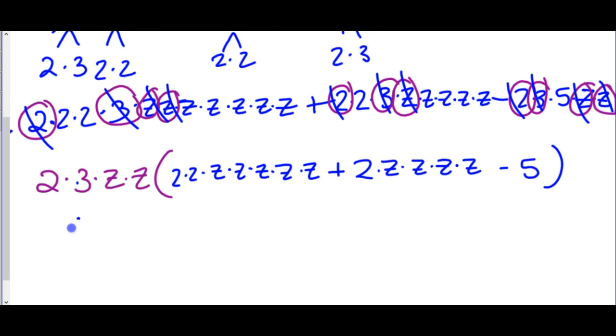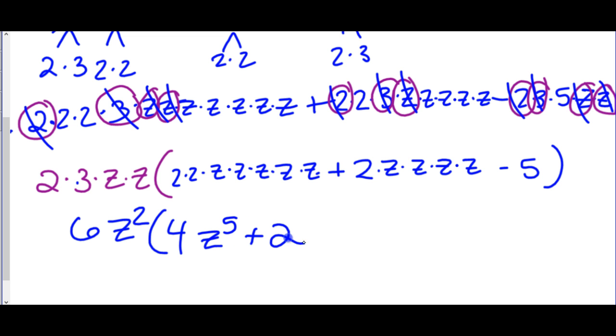2 times 3 is 6. Z times z is z squared. 2 times 2 is 4. Z times z times z times z times z is z to the 5th. There are 5 of them. And then z times z times z times z times z again is z to the 4th this time.